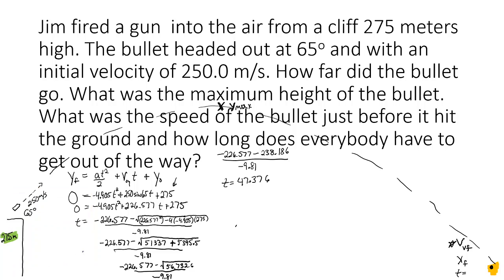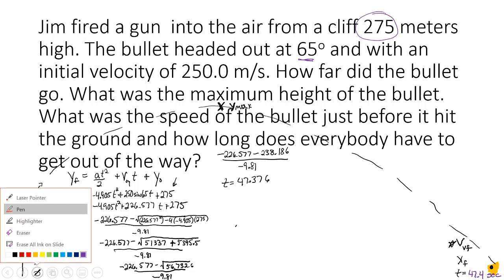If there were 3 significant digits in the problem, remember angles don't count. We stated that at the beginning of the year. So 275 is going to be the significant digit I'm going to pay attention to for this class. So it's 47.4 seconds to get out of the way. I know that was the last part of the question that was asked here, but I wanted to find that first because that's going to allow me to determine how far it's gone. That's how long it's going to be in the air, 47 and almost a half seconds.